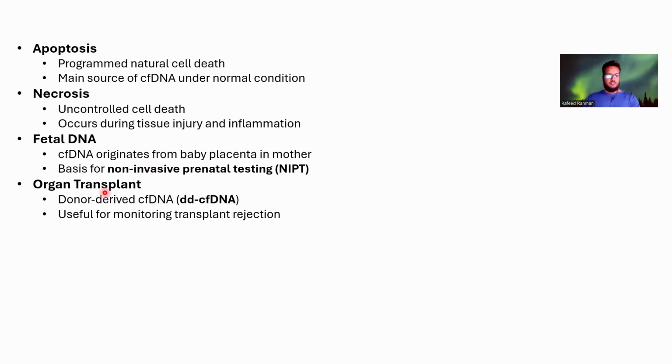Then you have organ transplant. If you take an organ from a donor, because your own organ is damaged, that is called organ transplant. And if you want to monitor organ transplant rejection, sometimes the organ that you took from someone else is not being accepted by your body. So how exactly do you monitor that? You can also do that using cfDNA, the donor-derived cfDNA.